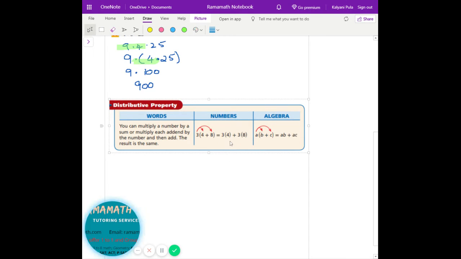So what is the distributive property? It's very simple. Basically, let's say you have any number or any letter outside, let's say 3 times the quantity 4 plus 8. What we're doing is multiplying the 3, the outside number, with the first inside number, and then also the second inside number, and then adding them together. So if I do that, 3 times 4 is 12, plus 3 times 8 is 24. If I combine them, that's going to be 36, right?